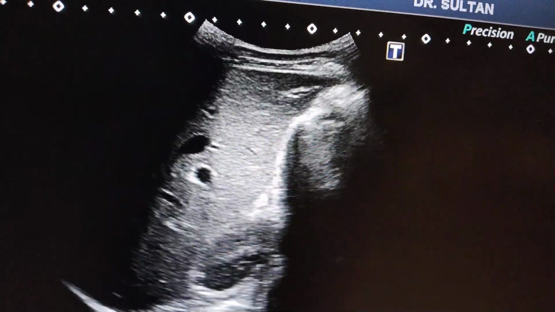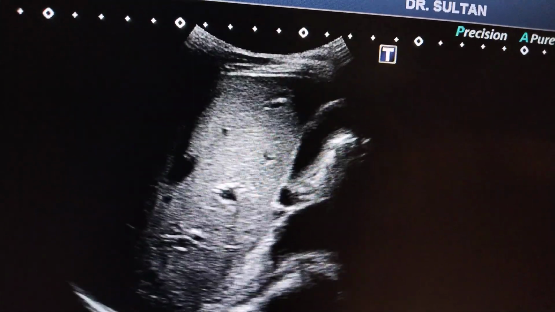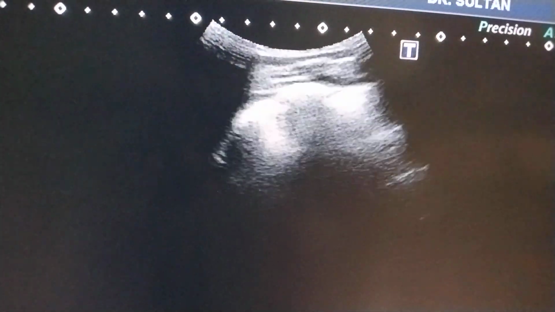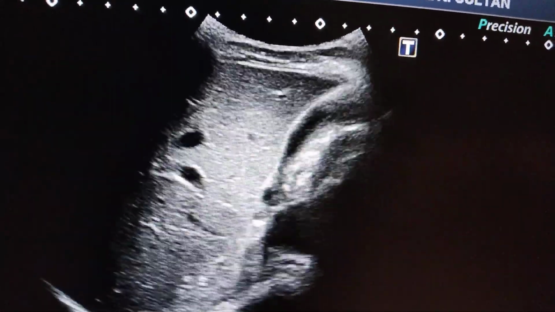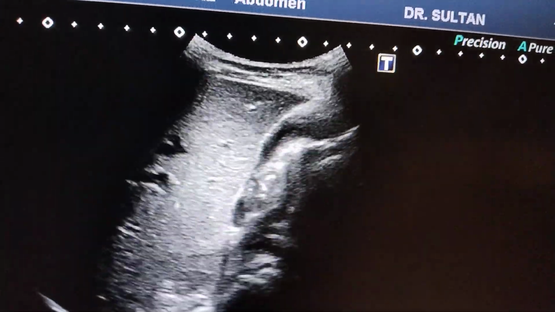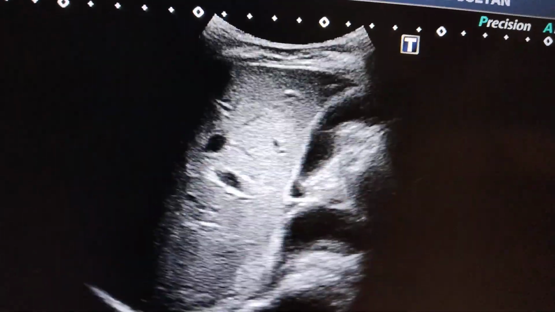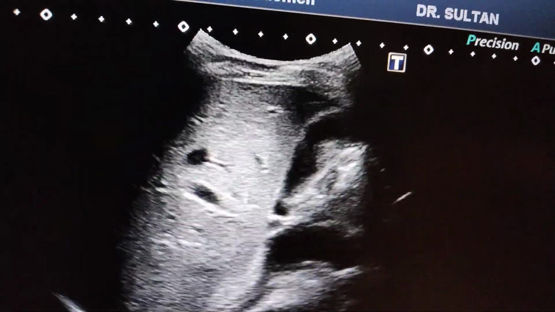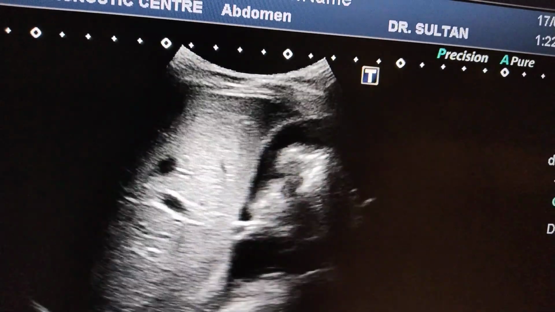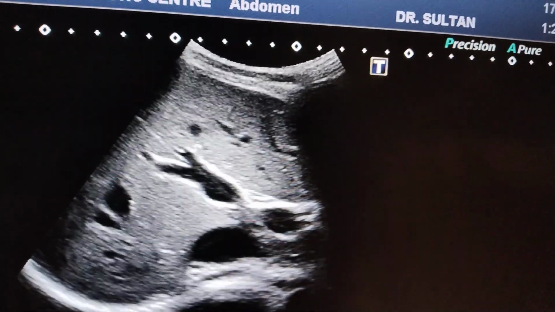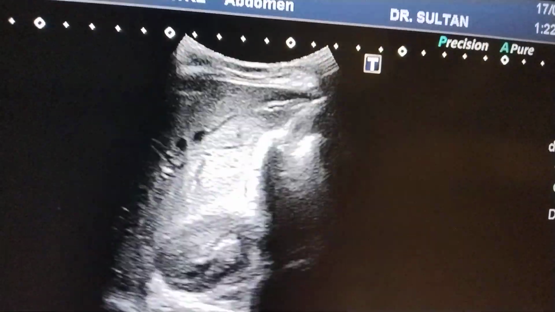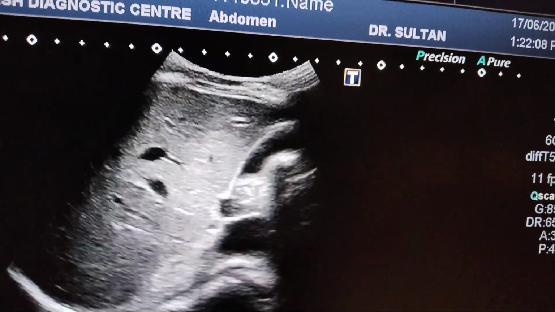दैट इज द इंटरकास्टल स्पेस. जब हम प्रोब को वहां रख लेते हैं, when we place the probe at the intercostal region while the patient is in the decubitus position, then also we can see the gallbladder.